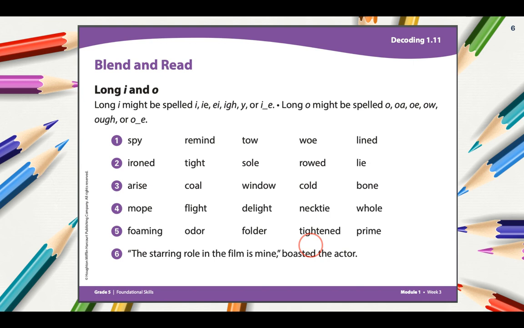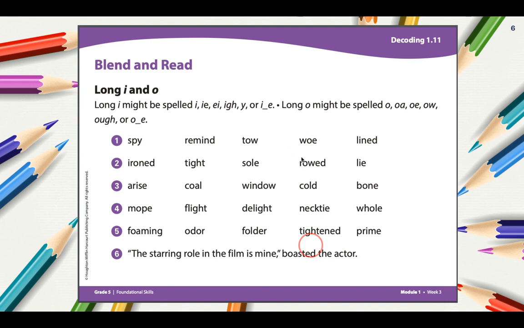Listen to these words as I read them. Spy, remind, toe, woe, lined. How are the vowel sounds similar? How are they different? Well, the vowel sounds in spy, remind, and lined are the long I sound. And the vowel sounds in toe and woe are the long O sound.